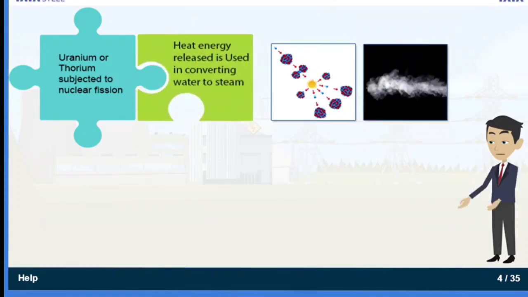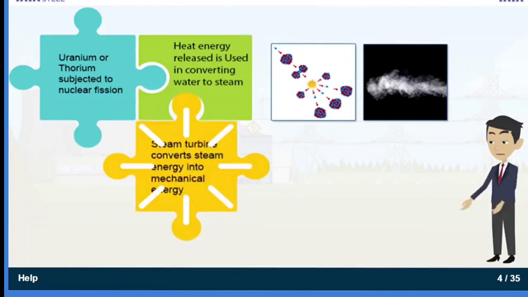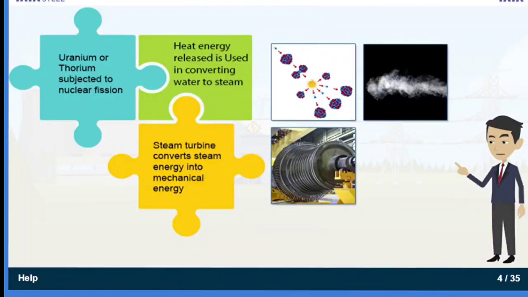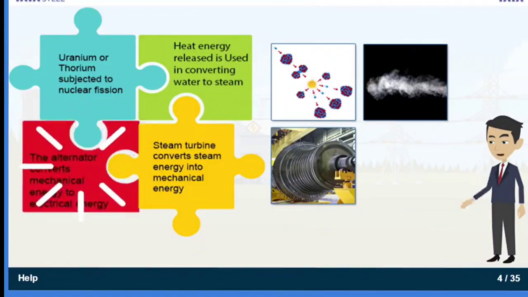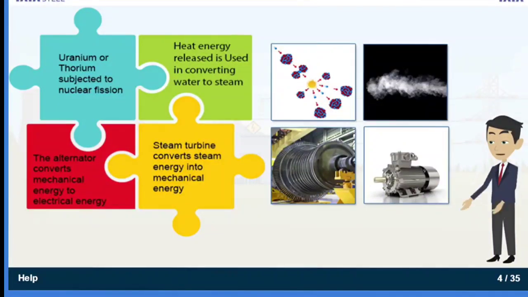The heat energy thus released is utilized in raising steam at high temperature and pressure. The steam runs the steam turbine, which converts steam energy into mechanical energy. The turbine drives the alternator, which converts mechanical energy into electrical energy.